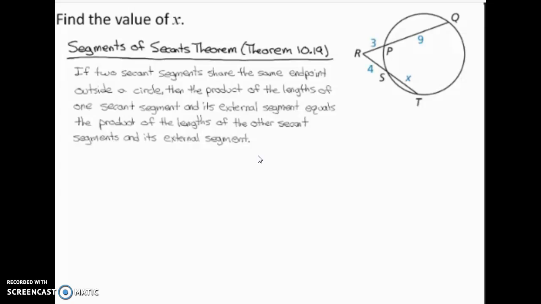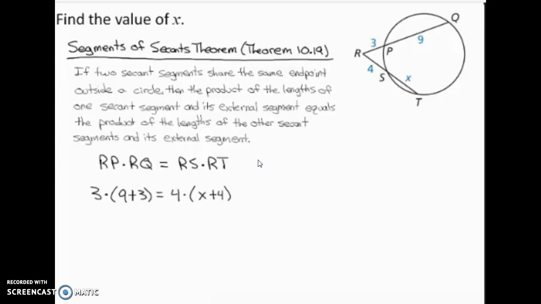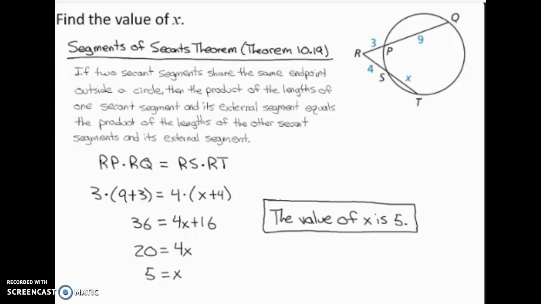So using the segments of secants theorem, RP times RQ equals RS times RT. Because RP equals 3, RQ equals 9 plus 3, RS equals 4, and RT equals x plus 4, 3 times the quantity 9 plus 3 equals 4 times the quantity x plus 4, which simplifies to 36 equals 4x plus 16. Subtracting 16 from each side gives 20 equals 4x. Dividing each side by 4 gives 5 equals x. So the value of x is 5.